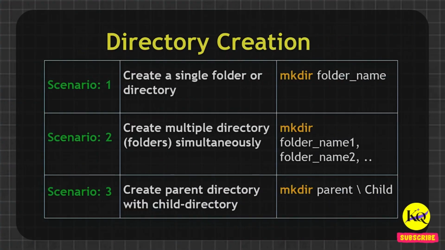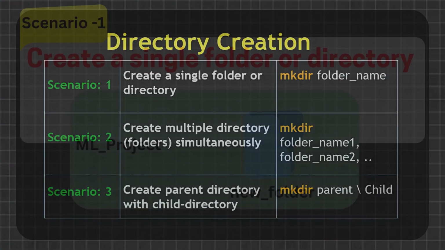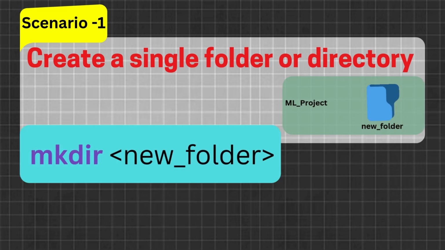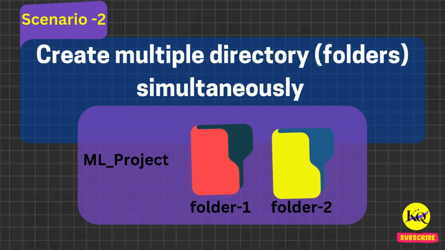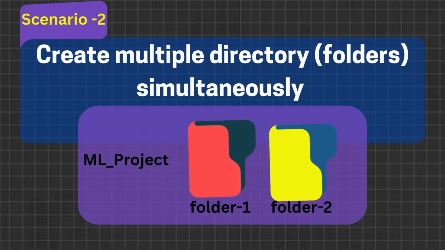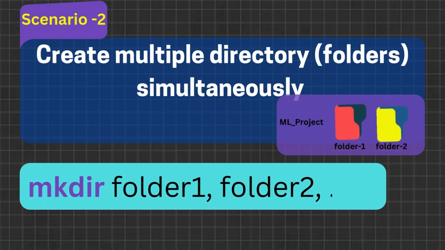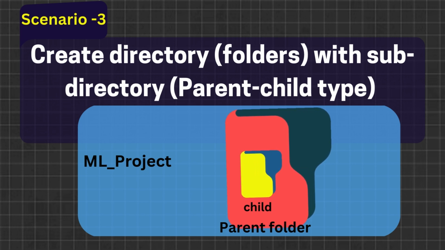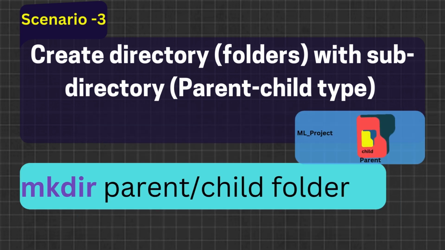Here we are going to explore directory creation in three scenarios. In the first scenario, if you want to create a single directory or folder, you write mkdir followed by the folder name. In the second scenario, if you want to create multiple directories or folders simultaneously, you use mkdir followed by the names of the folders you want to create. In the third scenario, if you want to create a parent directory along with its child directory, you use mkdir parent and then the child directory name.